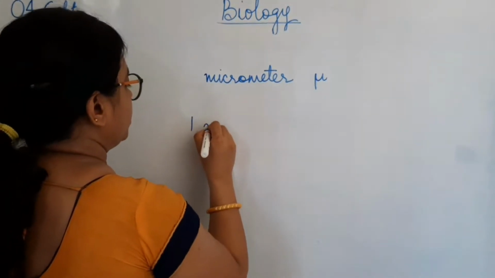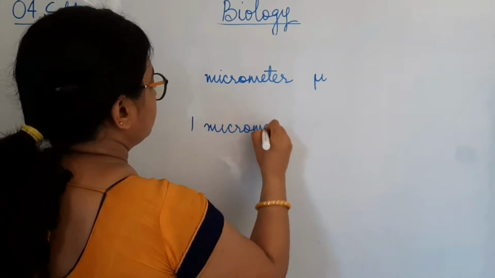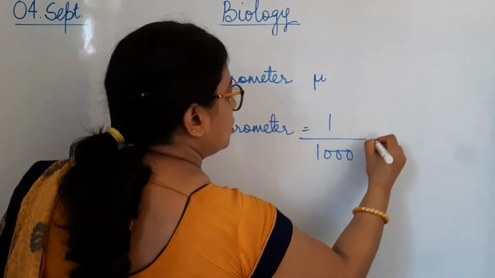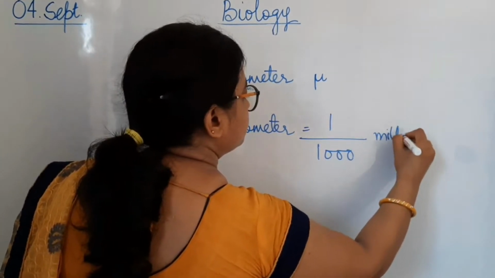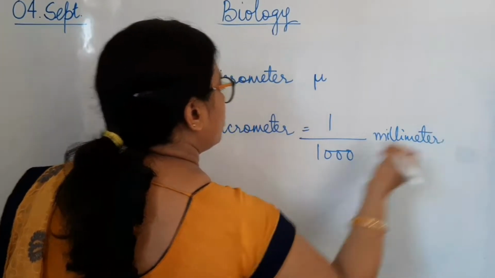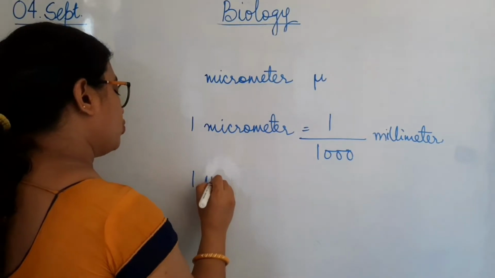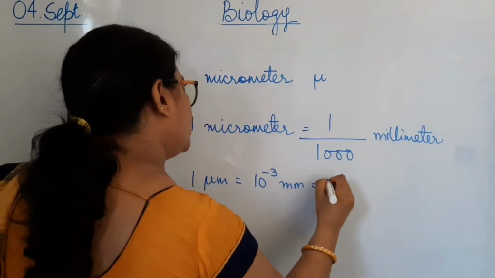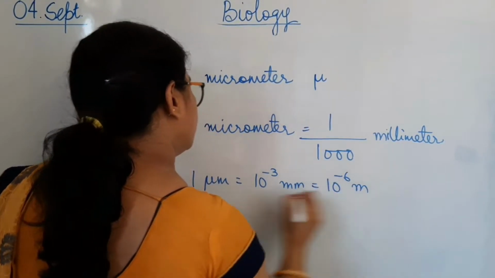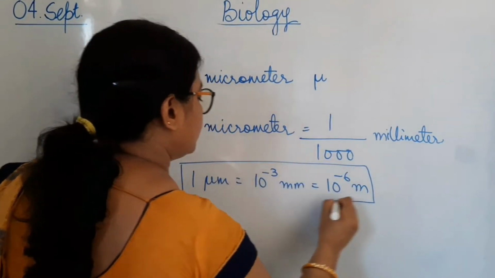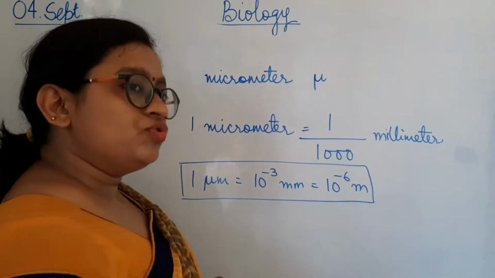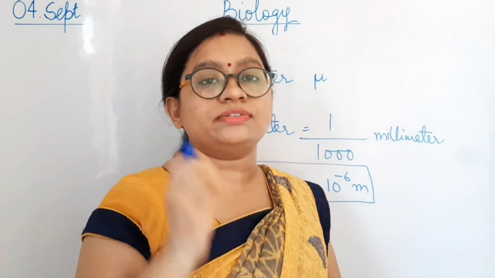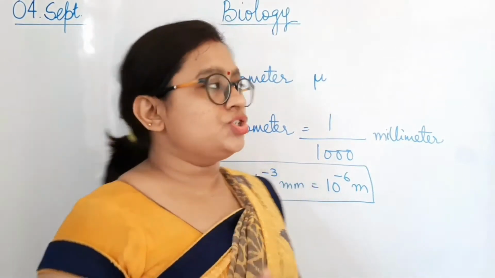So 1 micrometer is actually equal to 1 by 1000 millimeter. You can also say that 1 micrometer is equal to 10 raised to minus 3 millimeter or 10 raised to minus 6 meter. So this is how the comparison can be done. There are various cells which are very small, whereas there are various cells which are quite large. For example, the largest cell found till now is an ostrich egg.